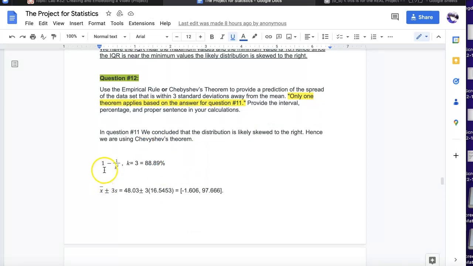So here is the formula for Chebyshev's theorem, and we're going to be finding k. It's asked that we find 3 standard deviations away from the mean, so k is going to equal 3. And when you plug it into this formula, we were getting the output of 88.89%.